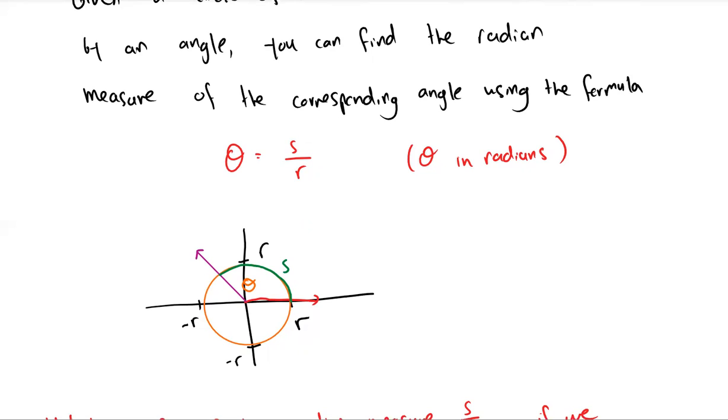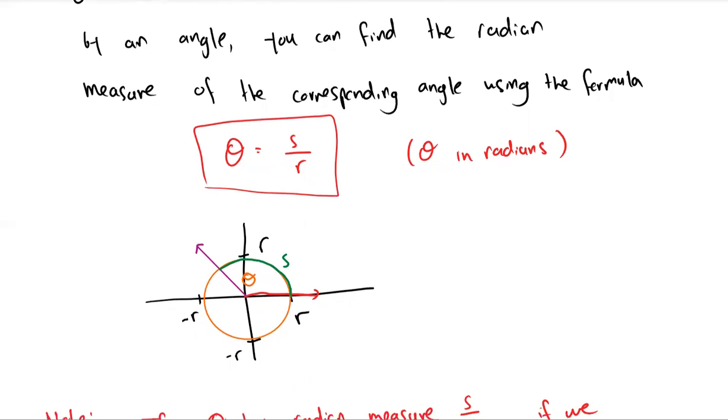Given those rays, it creates an arc on the circle, and I labeled that arc by this symbol S. So the green part is the arc, that's S, and I have the radius as being R. So given this information, if I wanted to know the measurement in radians of the angle theta, all you would have to do is calculate the arc length S, or the length of the arc, and divide it by the radius of the circle. And that's precisely what this formula is telling you here.